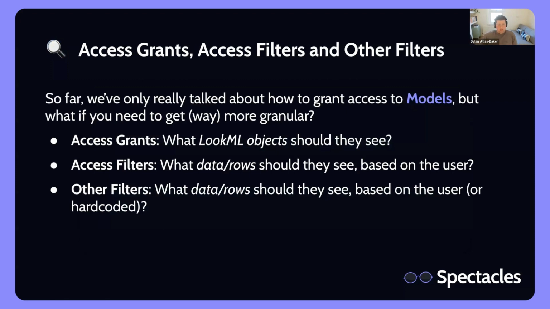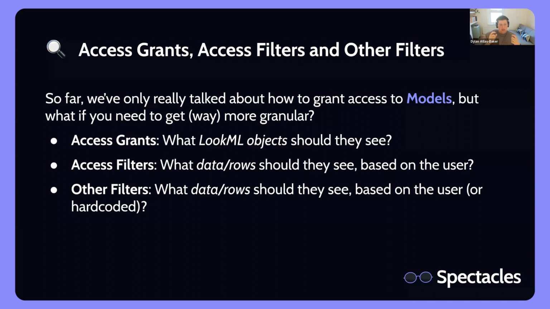Perfect. So as I talked about a second ago, roles really allow you to grant access to things at the model level. But if you need to go more granular, there's a bunch of different ways you can do that. Access grants allow you to control things at a more granular level when it comes to LookML objects. So we talked about explores or views or even individual dimensions or measures. I'm going to run through all of these in detail in a second, but access grants allow you to do that. So if you want to say, hey, everyone has access to this model, but they really shouldn't have access to this explore except for these 3 people, you can use an access grant to do that.